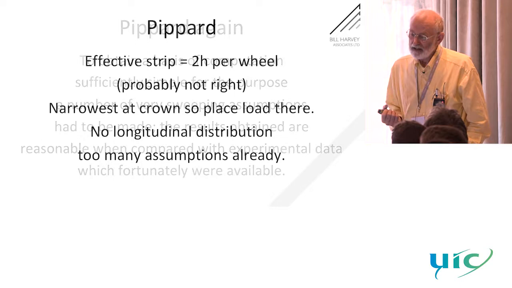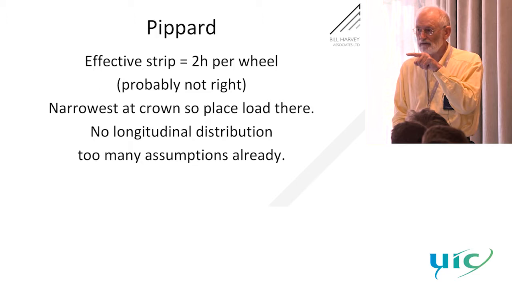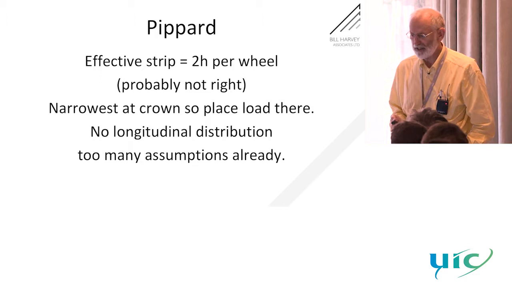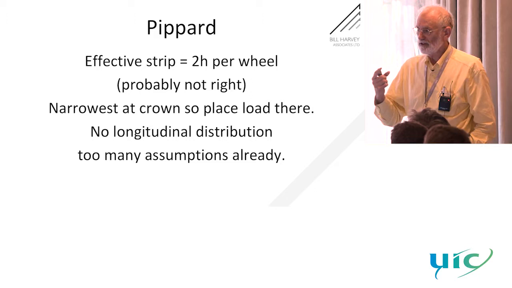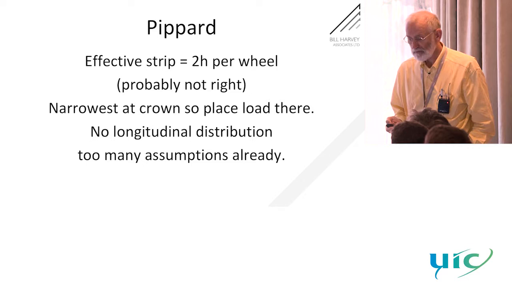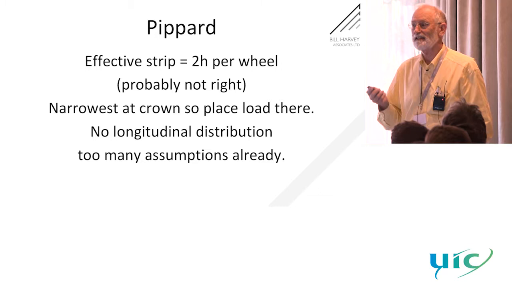He used an effective strip of twice the depth per wheel, and that was based on the graphs that I showed earlier, which may come up again this afternoon. That effective strip is going to be narrowest at the crown. So one part of the assumption that he's going to use crown loading is that the effective strip is narrowest, so the effect of the concentrated load is going to be greatest. He didn't use any longitudinal distribution, and he actually said that he wasn't, because they'd made too many assumptions already to start making any more.